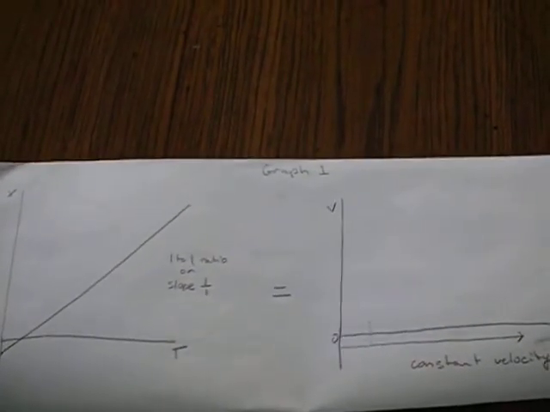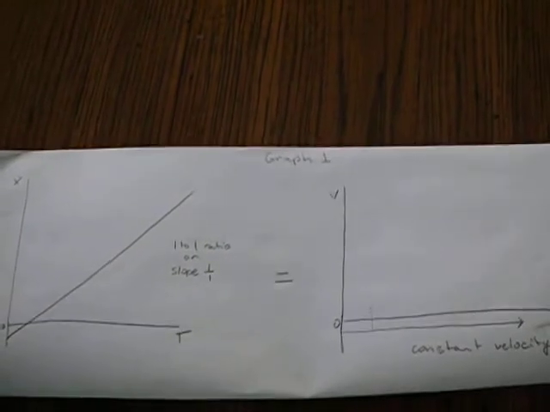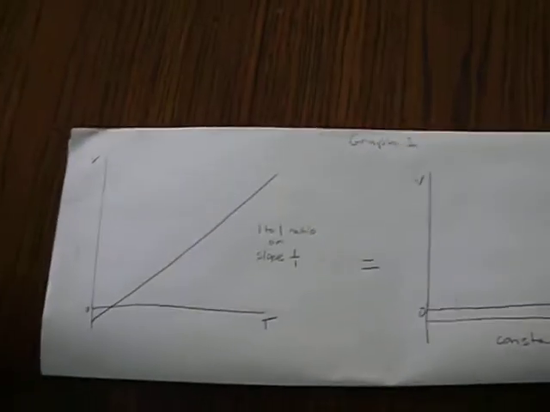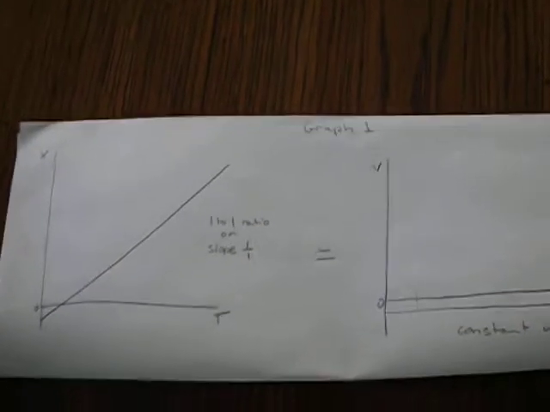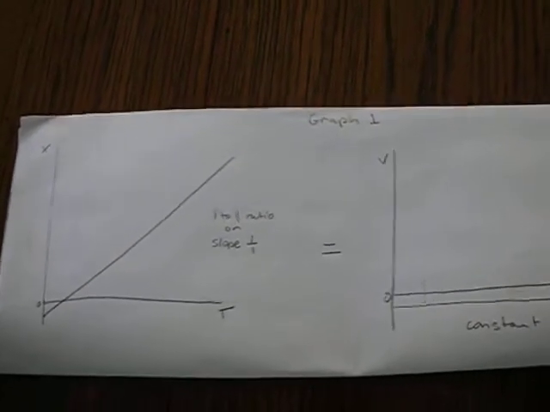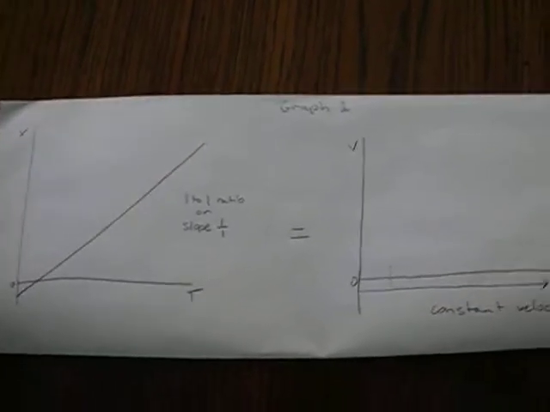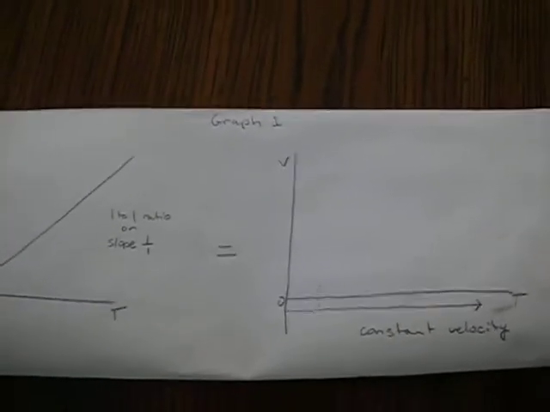Video screencast number 1. Position over time versus velocity over time. Take 2. On the left side we have the position over time. And there's the graph. It's got a 1-to-1 ratio on the slope, which equates to a constant velocity.